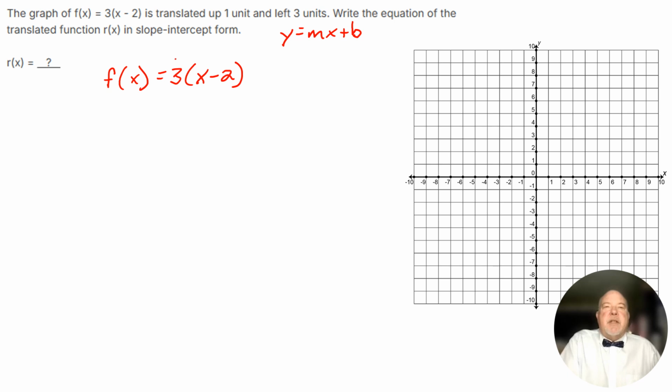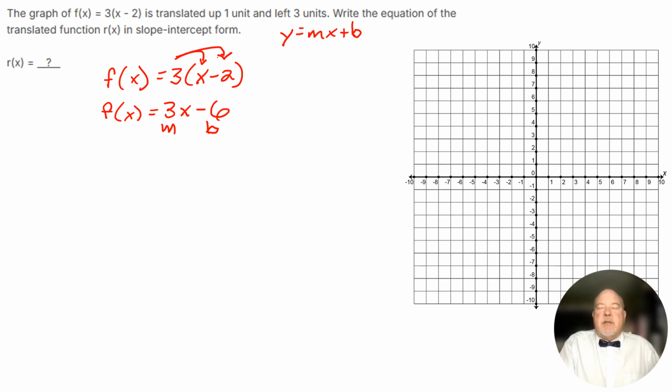To do that, I'm just going to simply distribute here, get rid of the parentheses. And so then I'll have f of x equals 3x minus 6. So the slope of the line is 3 and the y-intercept is negative 6. Again, I want to do a quick sketch of this. So I know it crosses the y-axis at negative 6.